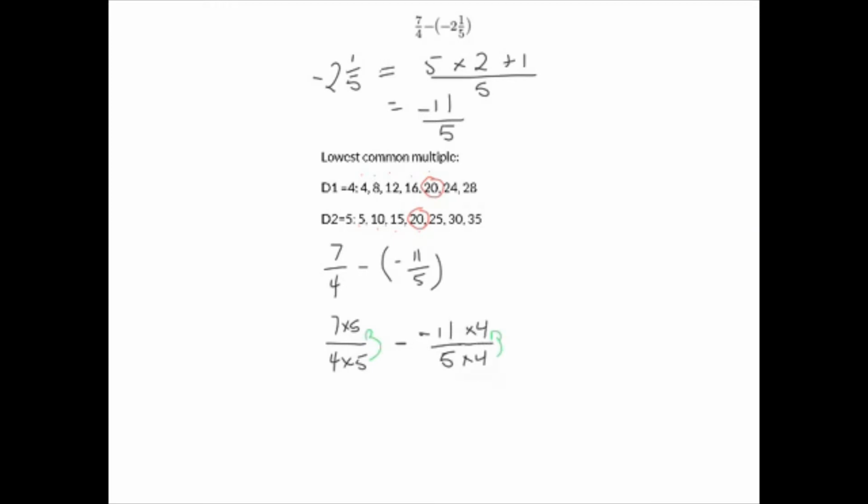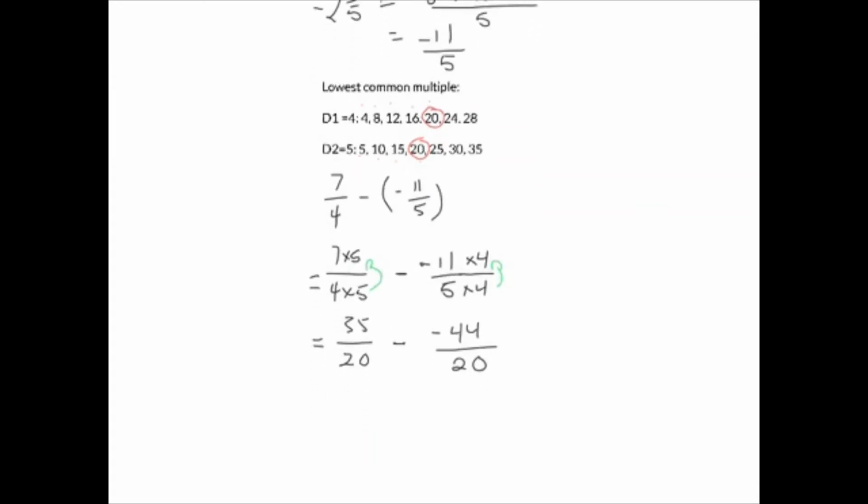So 7 times 5 is 35, and 4 times 5 is 20. And I'm going to subtract from that -11 times 4, which is -44, and 5 times 4 is 20.